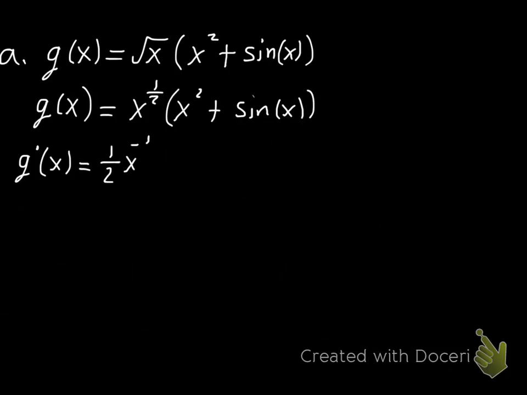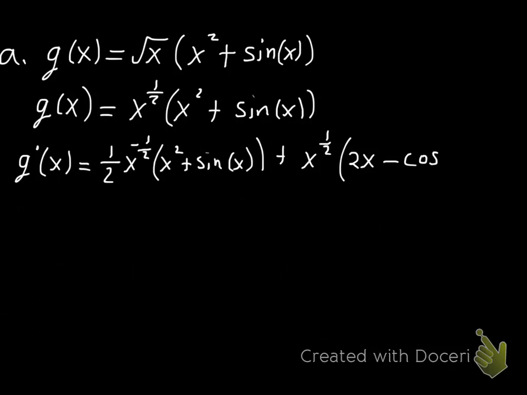we're going to take the derivative of the first, so 1/2 x to the minus 1/2 times x squared plus sine x, the second function, plus the first function times the derivative of the second function. So derivative of x squared is 2x. The 2 comes down, x to the first power. And derivative of sine is not minus sine. It should be plus cosine. Sorry about that. All right.